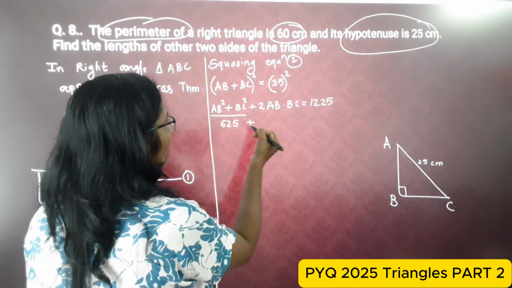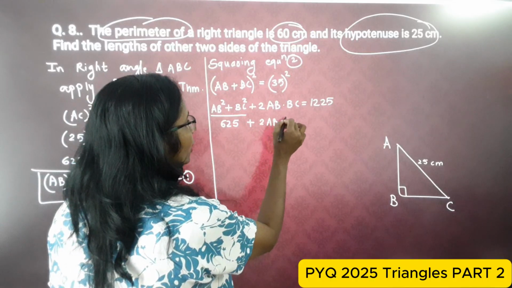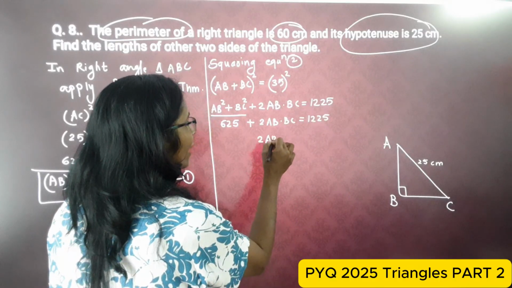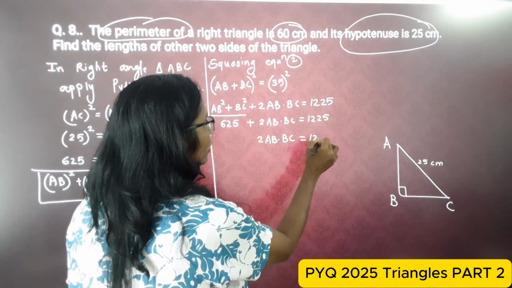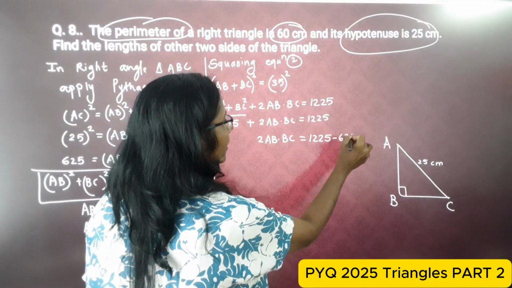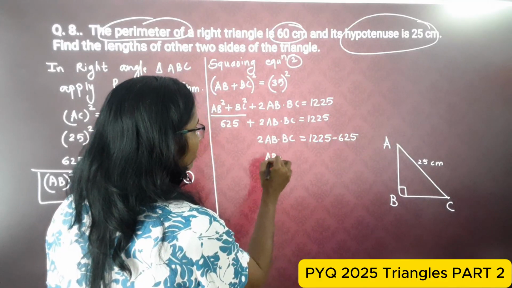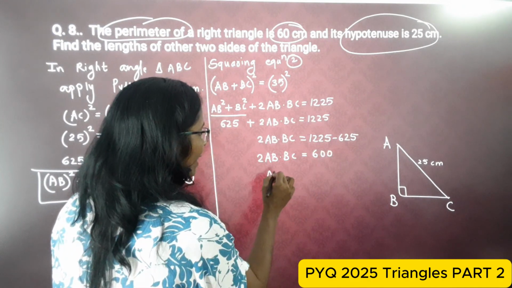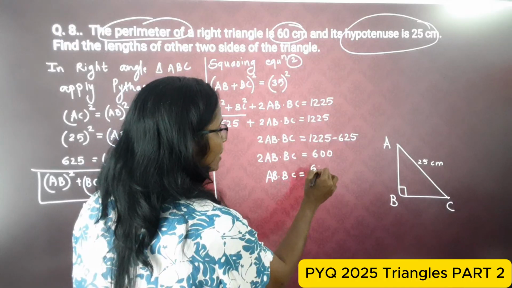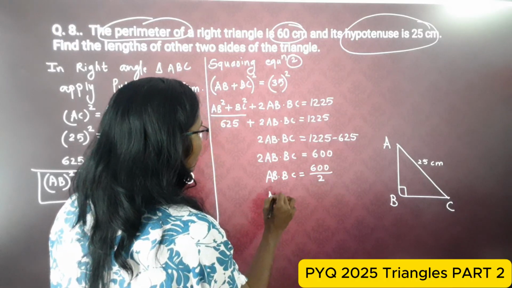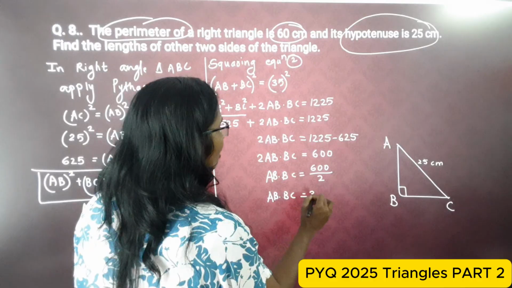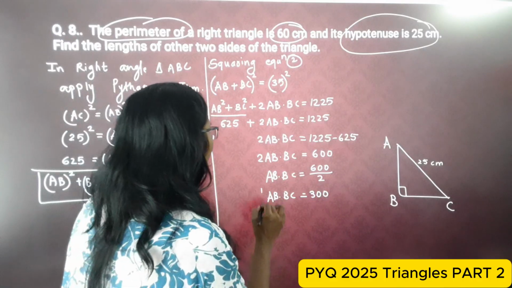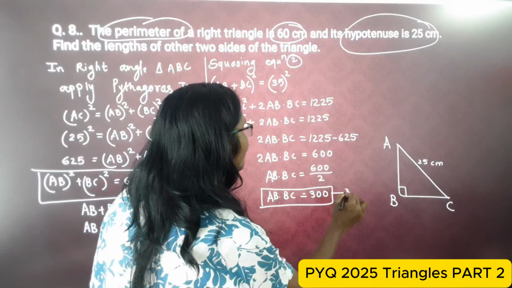So 625 plus 2AB multiply BC is 1225. So here students, 2AB multiply BC is equal to 1225 minus 625. So 2AB multiply BC is equal to 600. So AB multiply BC is equal to 600 upon 2. So students, AB multiply BC is equal to 300. Okay. So now here students, we write this as the third equation, call it the third equation.